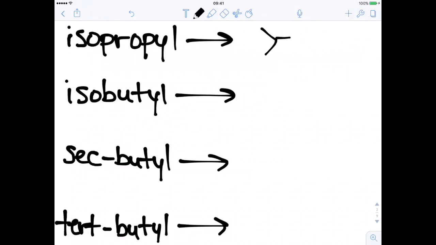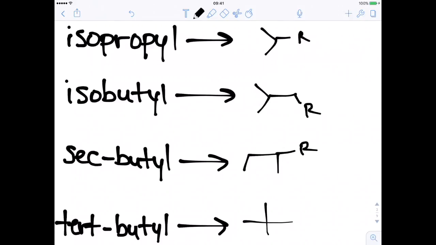So an isopropyl is going to look something like this with an R group attached. Isobutyl is pretty much the same thing, just with 4 carbons. Again, with just any R group attached. A sec-butyl is also very similar, with an R group attached. And a tert-butyl is pretty easy because it literally just looks like a T with an R group attached. So you have to know these. There are a few others that they say are the common ones, but they are not nearly as common as these 4. These are the 4 that you really will need to know.